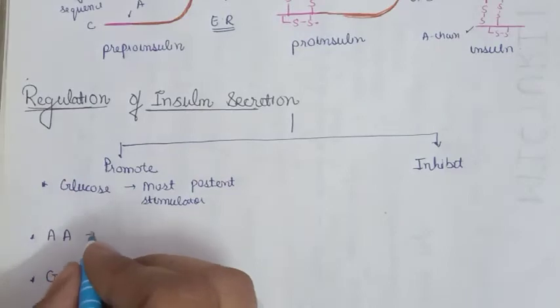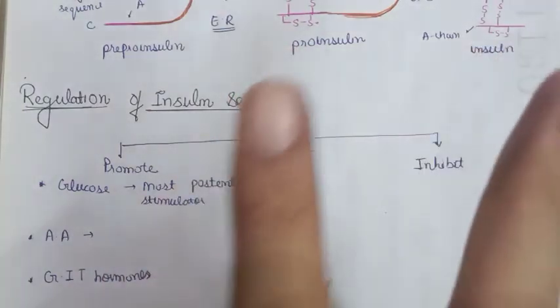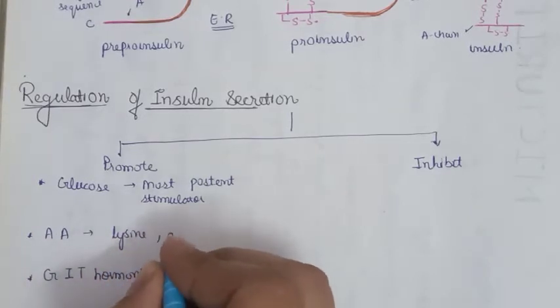And among the amino acids, if you take a protein rich diet, the level of insulin also rises. It is because of mainly two amino acids, that are lysine and arginine.